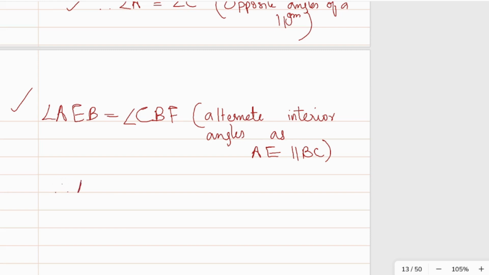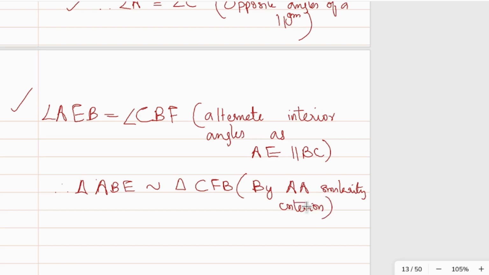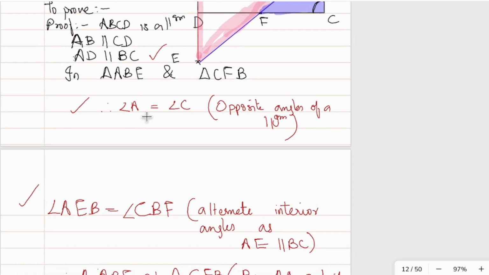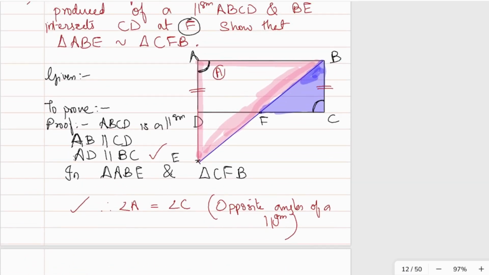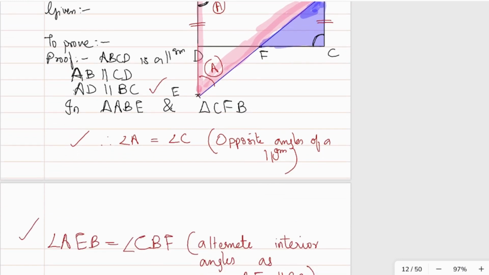Therefore, triangle ABE is similar to triangle CFB by which criterion? By the AA similarity criterion. Clear? If you have any doubt, this belongs to what? Angle A. This is an angle. Again, this is another angle. So what we can prove by using the AA criterion, right? Hence proved.